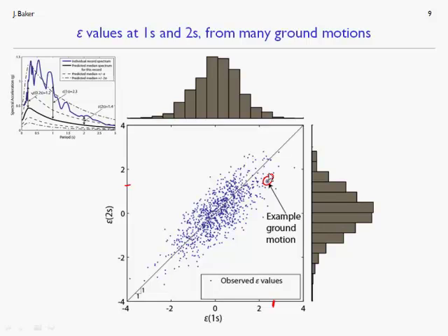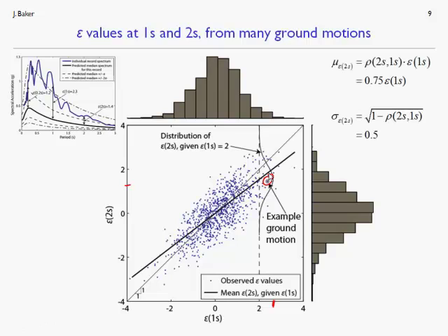Okay, so now the question would be, my deaggregation told me that I had an epsilon value of 2 at a period of 1 second. So what would that tell me about my epsilon values at 2 seconds? We can actually do some math if we make the assumption that these things have a joint normal distribution. It turns out that the mean value of epsilon at 2 seconds is equal to the epsilon value at 1 second multiplied by the correlation coefficient between these observations at these two periods. In this case, the epsilon 1 second and epsilon 2 second data has a correlation coefficient of 0.75. So we could say that the mean epsilon at 2 seconds, given an epsilon at 1 second of 2, would be 1.5.